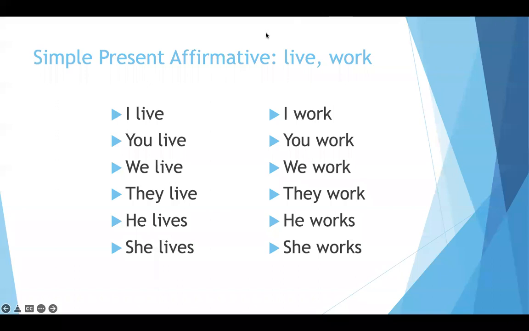So when you have the singular third person, so he or she, you're going to add an S at the end of live and work. So for the verbs, you're going to add an S at the end for what's called the singular third person, which is he, she, or the name of one other person.